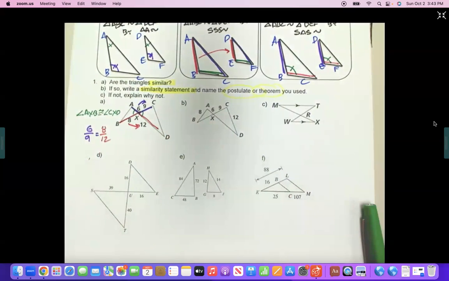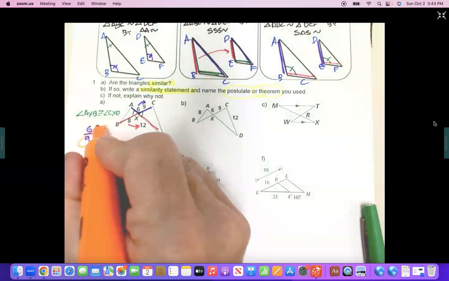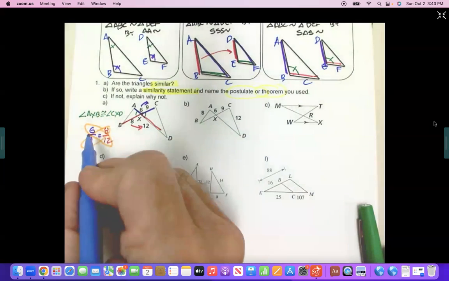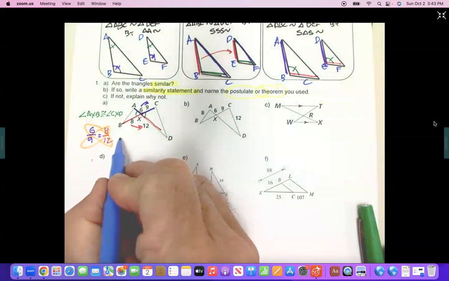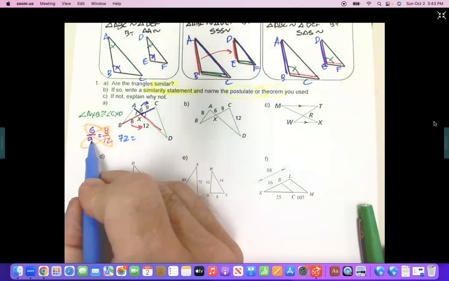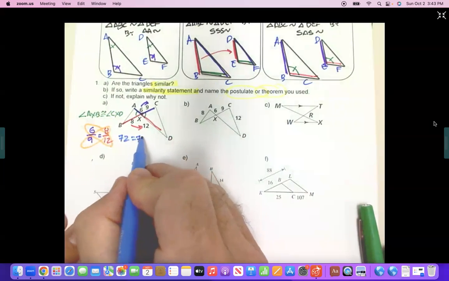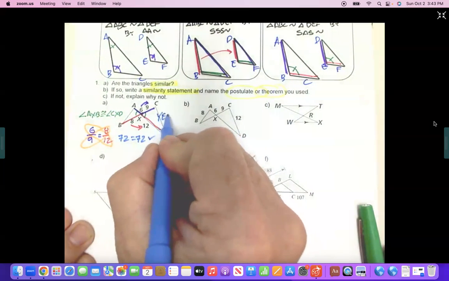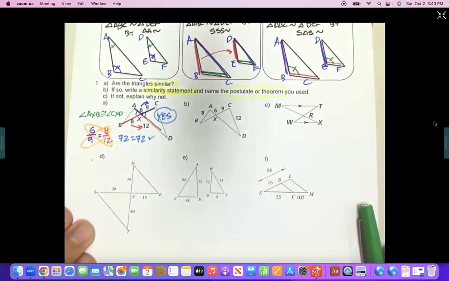This gives us two sets of numbers that will multiply to get the cross products. The cross product of 6 times 12 gives us 72. The cross product of 9 times 8 also gives us 72. Since those are the same, we know that, are these similar? Yes, indeed. These two triangles are similar.